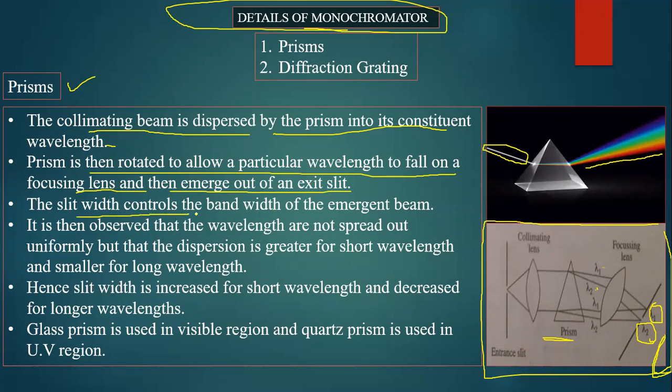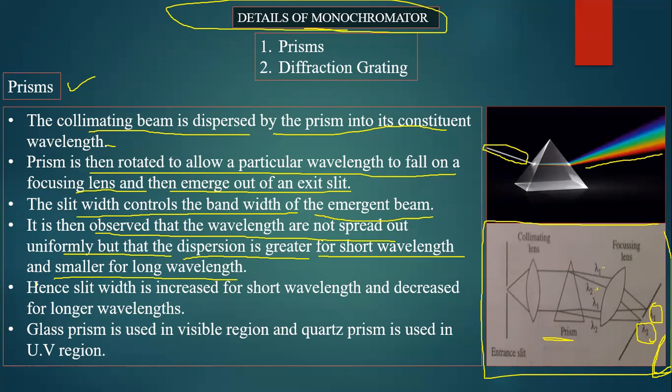The slit width can be controlled, and that helps to get the proper emergent beam. It is then observed that the wavelengths are not spread out uniformly in the dispersion. The dispersion is greater for the shorter wavelength and smaller for the longer wavelength. The shorter wavelengths show more dispersion, and for that sake there is a need to use the slit.